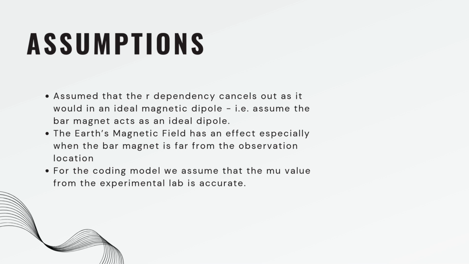We also know that the Earth's magnetic field is in effect, and has a large effect especially when the bar magnet is far from the observation location. And for the code model, we assume that our mu value from the experimental lab is correct.